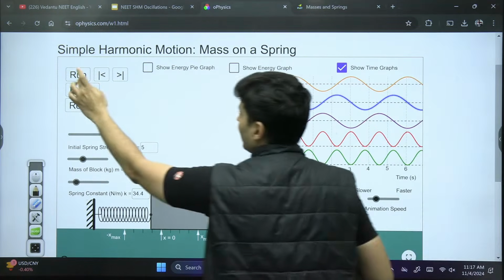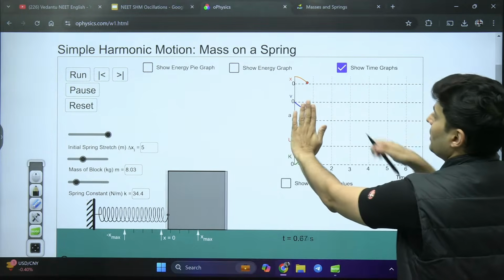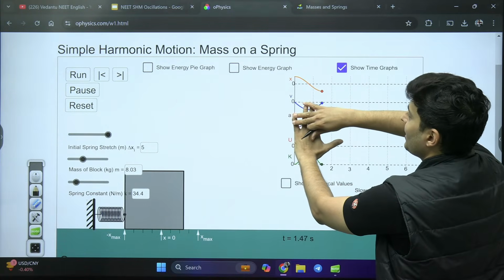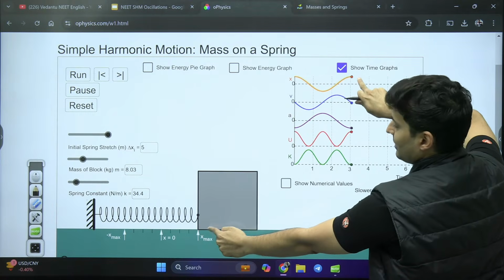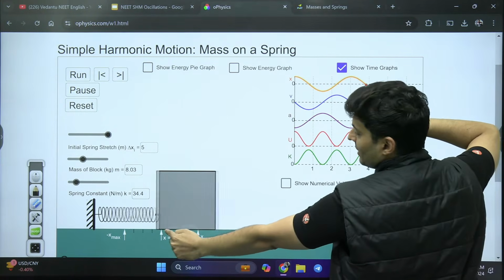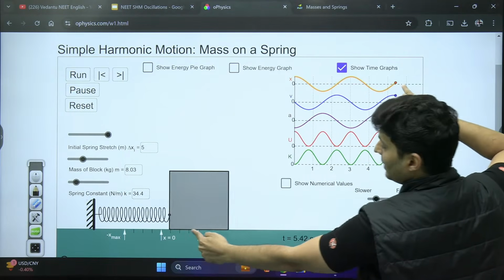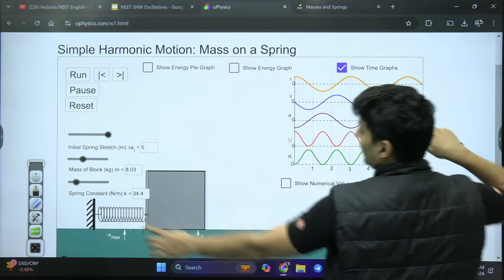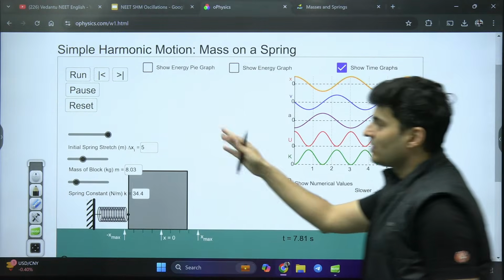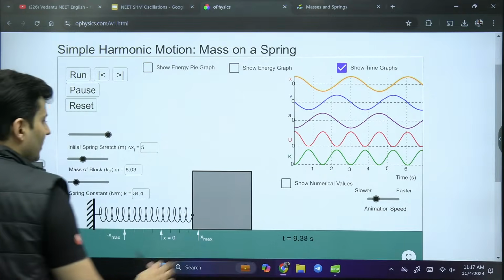I'll repeat again. I'll reset and run it again. See how the position graph is changing. See, it's going up and down. When x is maximum, it is reaching here. And when x is 0, it is coming here. When x is negative, it is reaching the bottommost point. Then 0, then maximum. Then again 0, and then negative maximum. So it keeps on repeating its pattern. Is it clear how this works?